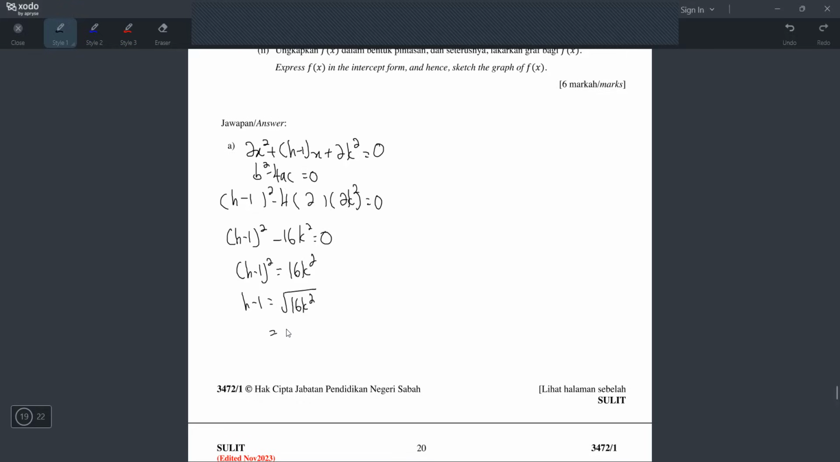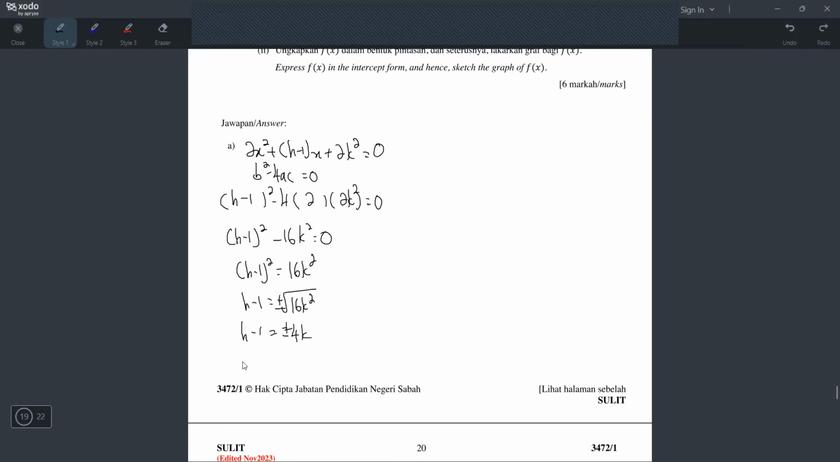It means what happens when you square root 16? You get, I have to write plus minus. So you get plus minus 4. And then K square, when you square root, you just left with K. Because when square root and square, they can cancel. They can cut, right? So square root and square cut, left with K.